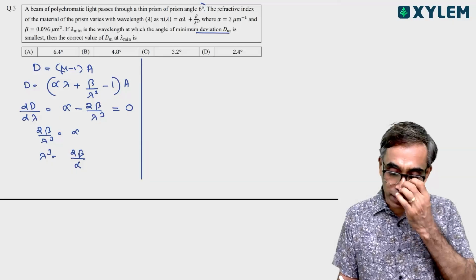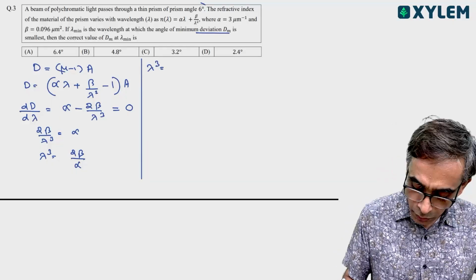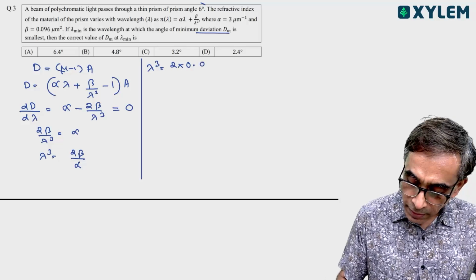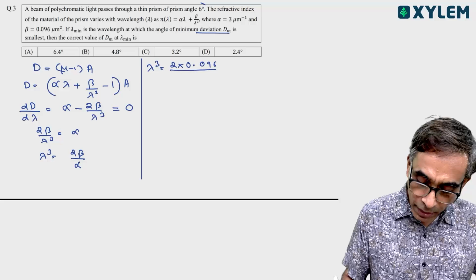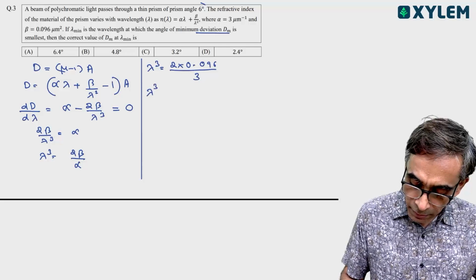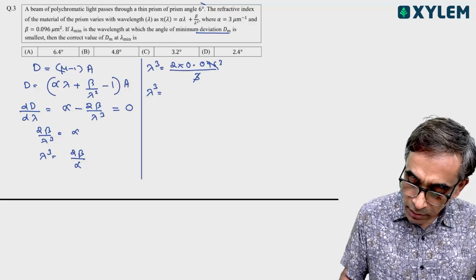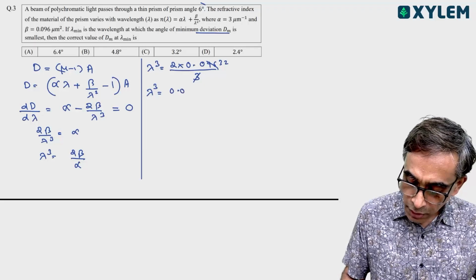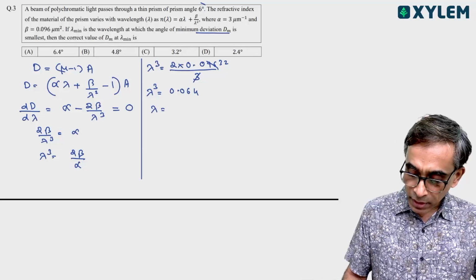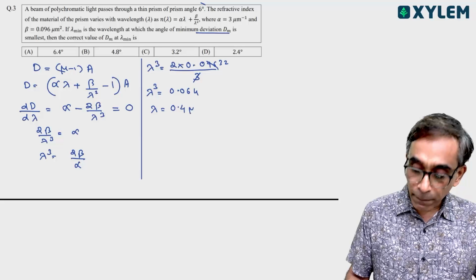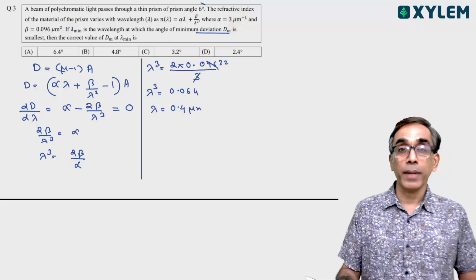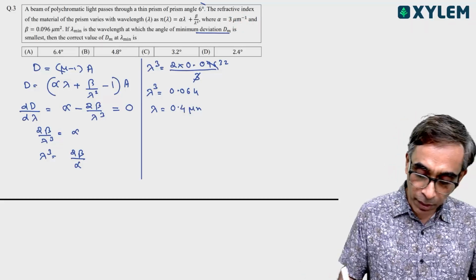Now we have the values of beta and alpha. So lambda cube equals 2 into beta, which is 0.096, divided by alpha, which is 3. Lambda cube equals 0.064, taking 3 into 32 into 2. Taking the cube root of 64 is 4. This will give you 0.4 micrometer, because the values of both beta and alpha are in micrometer ranges. So this is the wavelength, in micrometer.